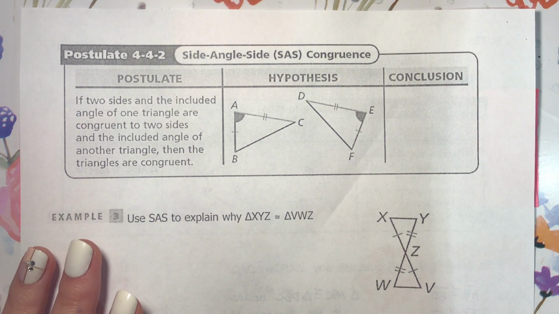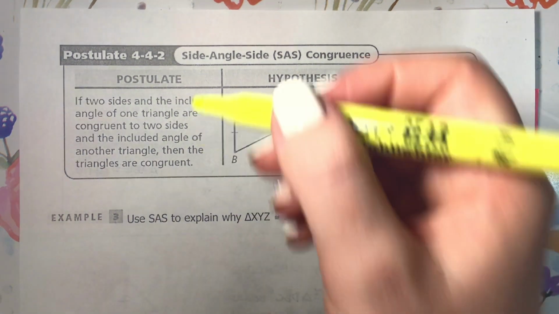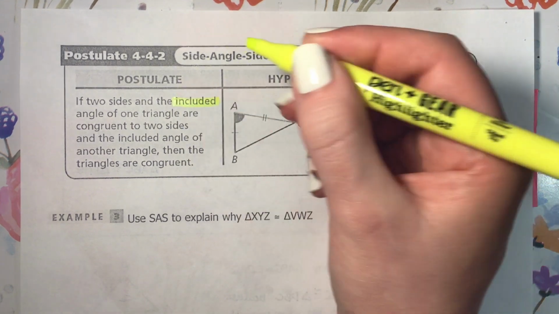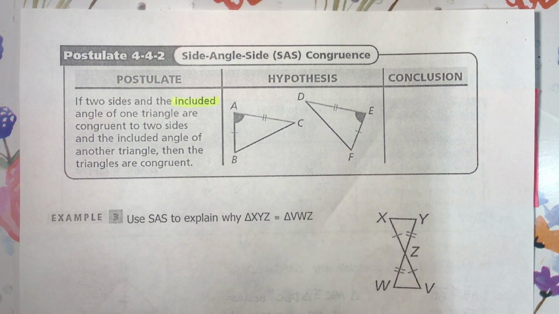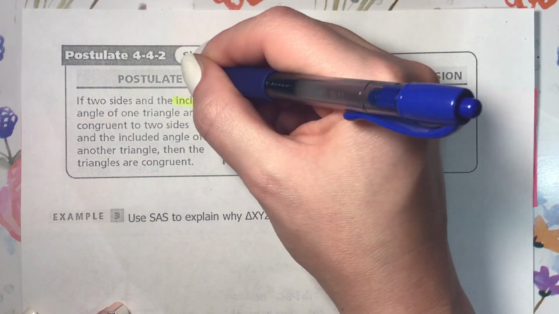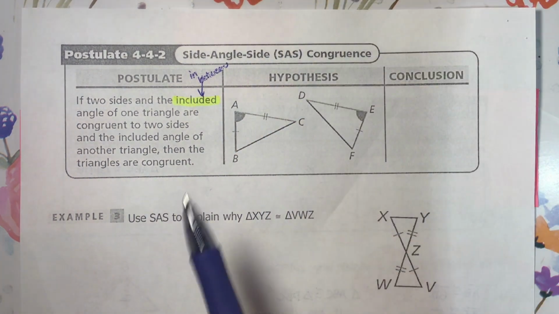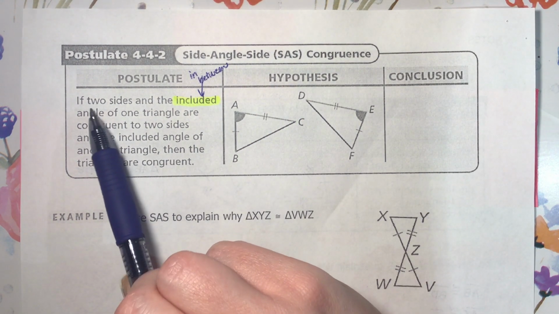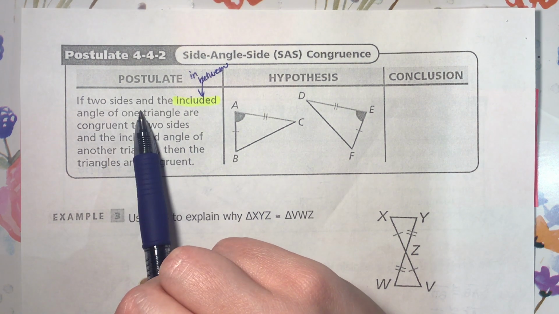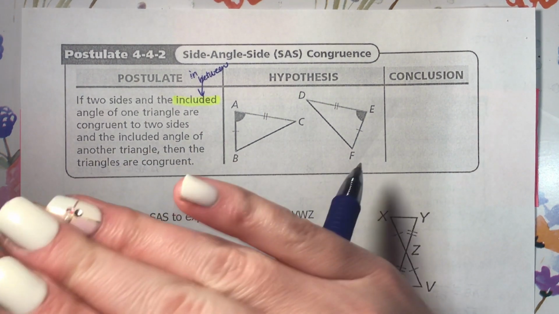Okay, I want to highlight a word for you, and it is very valuable. This is going to totally change what this means if you don't include it. When it says included angle, it means in between. So I have 2 sides, and I need the angle that I know to be in between them.